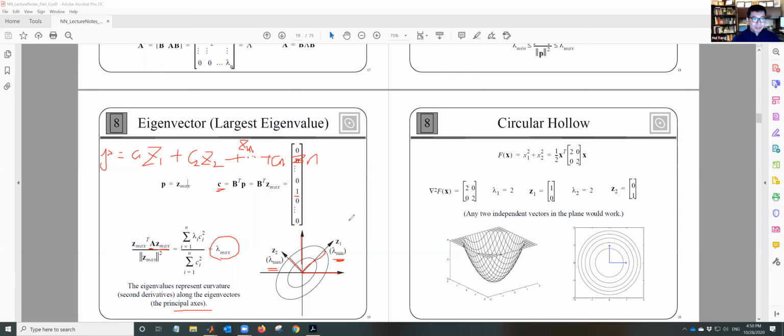Now here comes a question. Along this is my surface. Which direction do I have the largest variation?